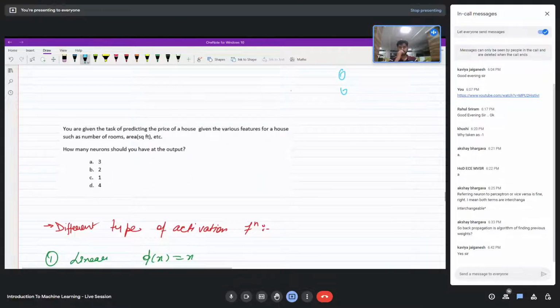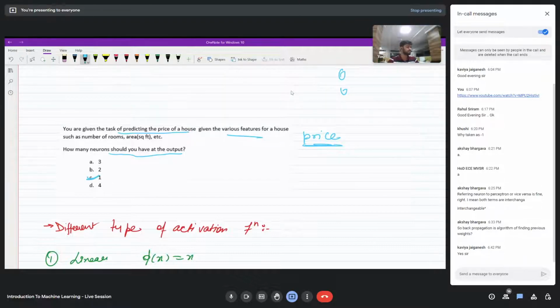Again, I think this question we have already answered. You are given a task of predicting house prices given some features. How many neurons should you have at the output? At the output, you just want the price of the house, right? So how many neurons do you expect? You expect only one neuron in the output.